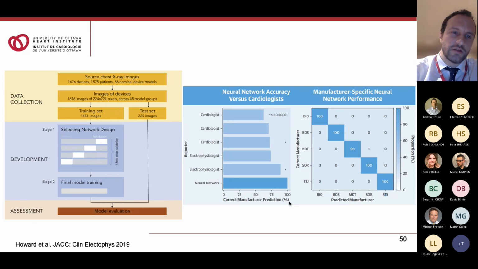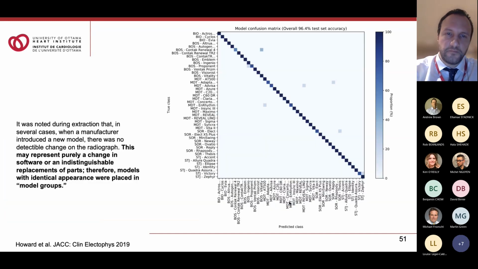Of course, there were some limitations to this study. One part of the study is they grouped devices in device groups that were a bit arbitrary, and they didn't clearly describe how they did this. They only mentioned that during the extraction, in several cases, a manufacturer introduced a new model with no detectable change on the radiograph. So they did this manually.